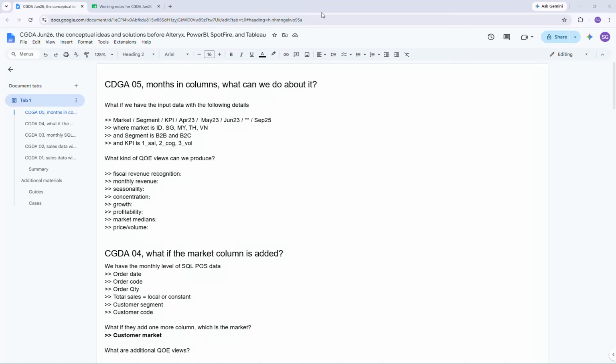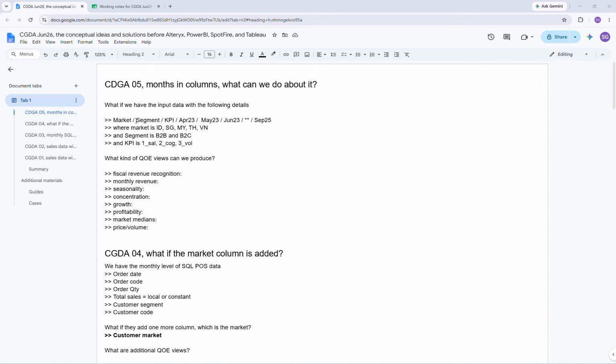So we will go through a new exercise. This one, instead of using the columns as before to determine the analysis or the views, in this case we use the values or the literals inside the columns. Okay, so you can see here, what if you have the input data with the following details?